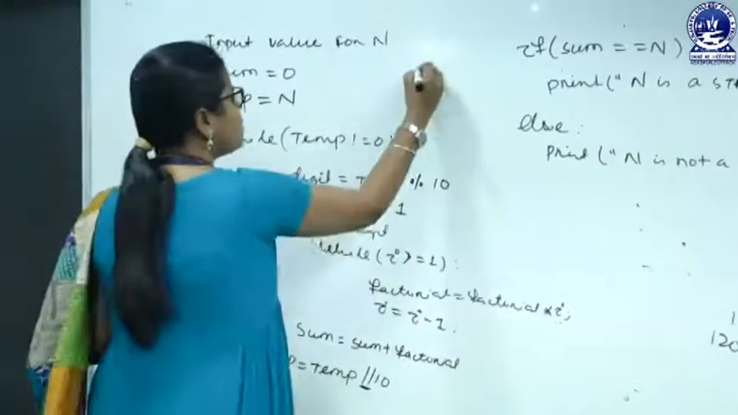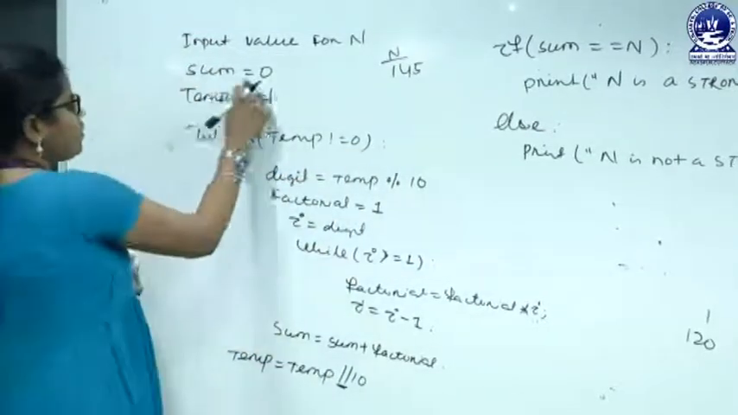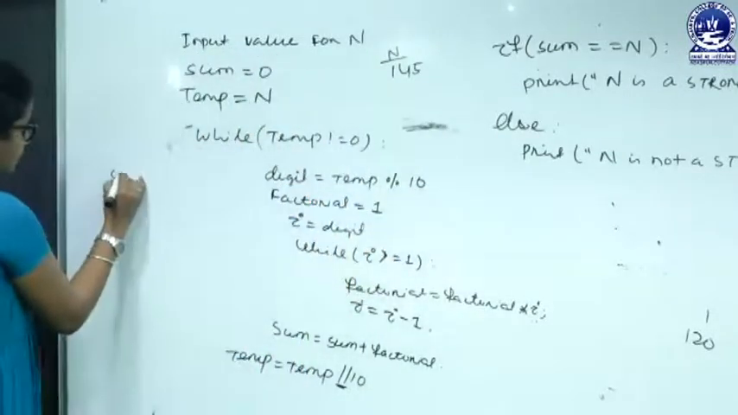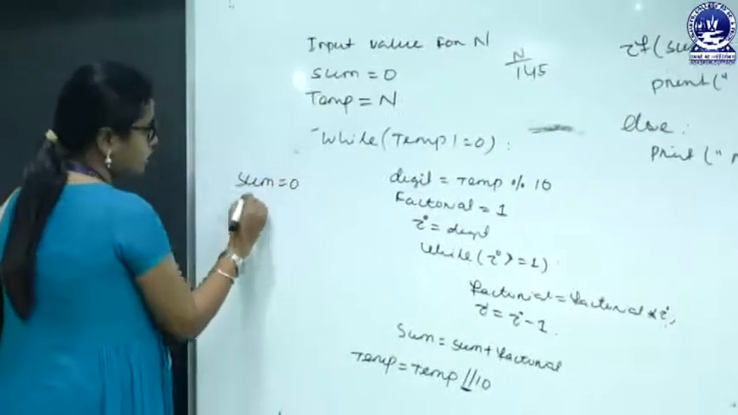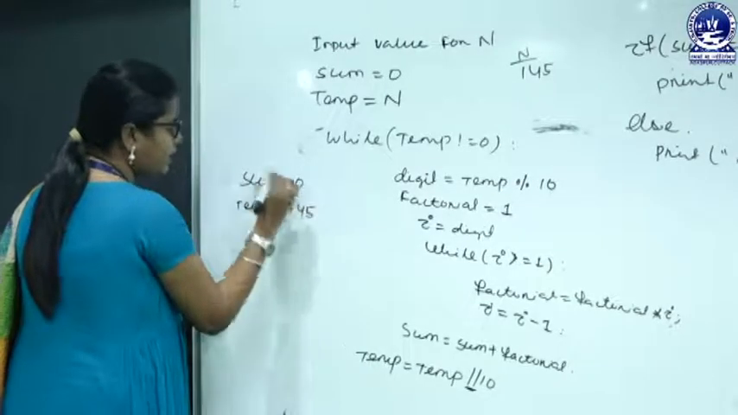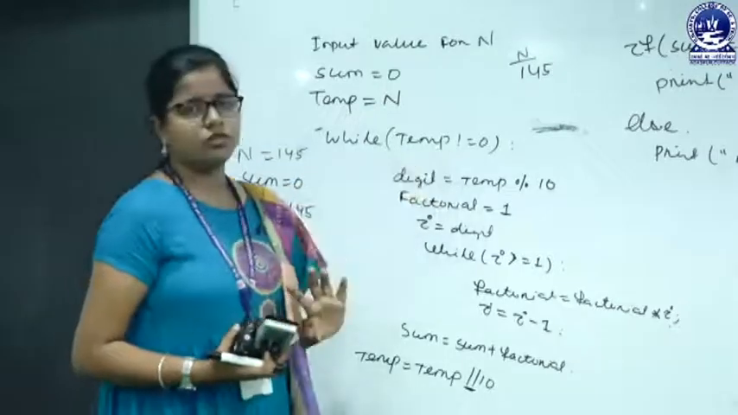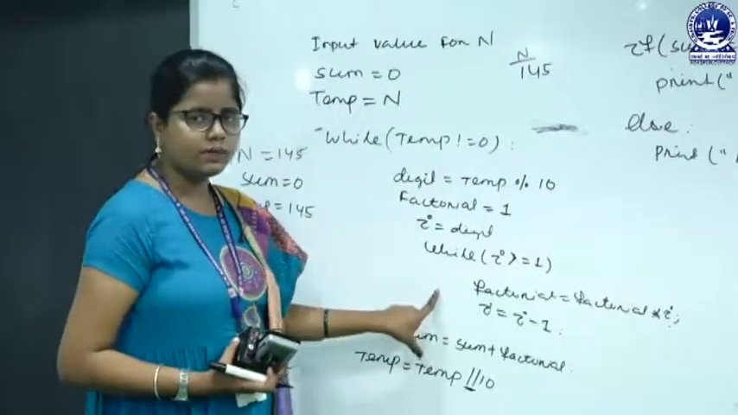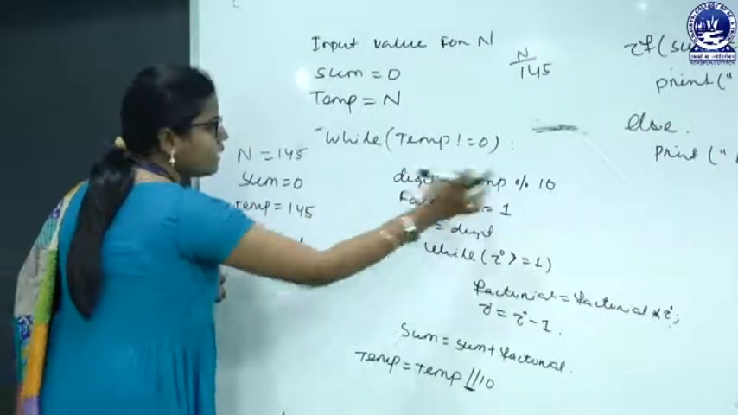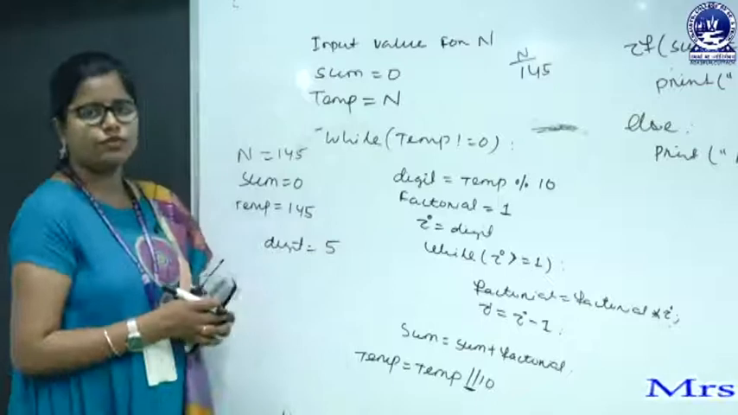Suppose the question is 145. The n is what? 145. So initially the sum value is what? 0. So temporary is what? Temporary equals 145. N is 145. So check: 145 is not equal to 0. True. Then we will go here. So digit is what? Digit equals temporary modulo 10. 145 modulo 10. So what will be the digit? The digit will be 5.